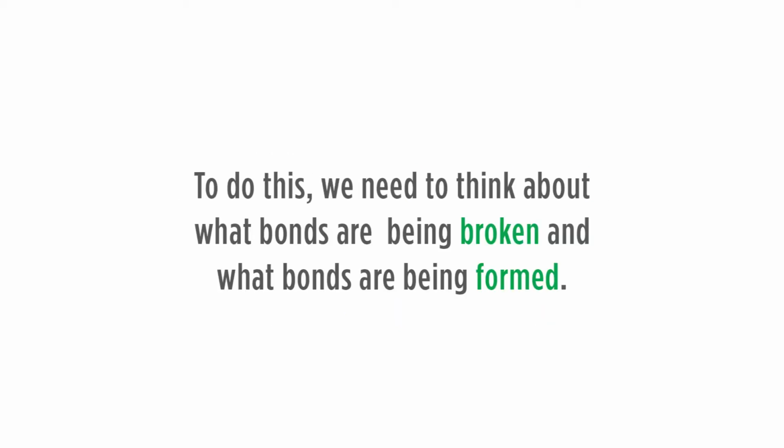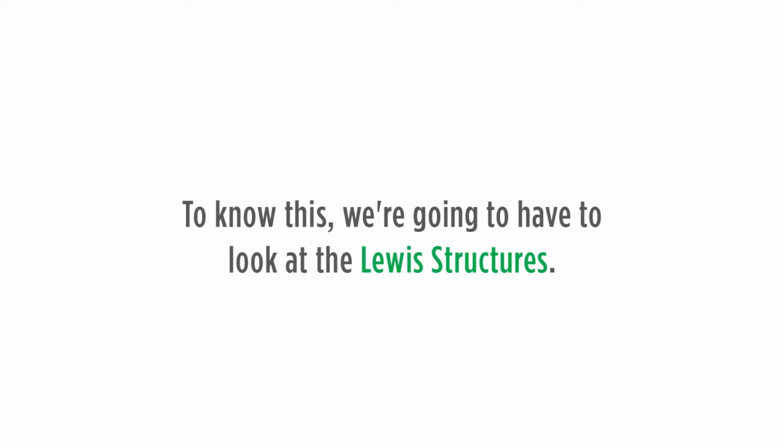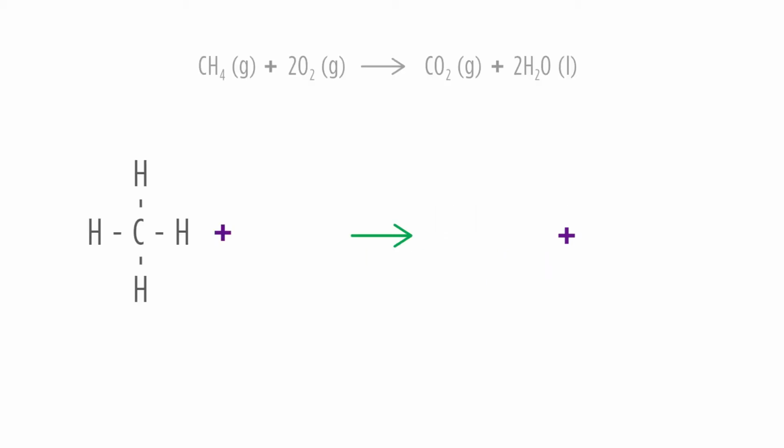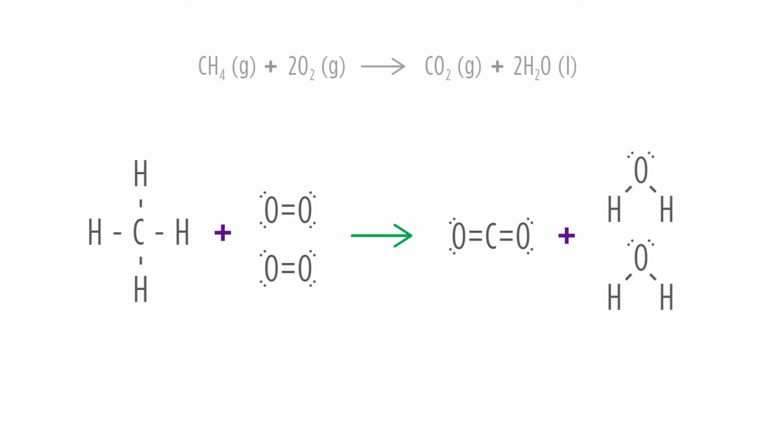To do this, what we need to think about is which bonds are being broken and which bonds are being formed. To know that, we're going to have to look at the Lewis structures. So let's draw the Lewis structures for these. We see that carbon has 4 bonds to hydrogen. Oxygen is actually a double bond. Carbon dioxide is a carbon double bond oxygen and another carbon double bond oxygen. And then for water, we have single bonds to the hydrogens.